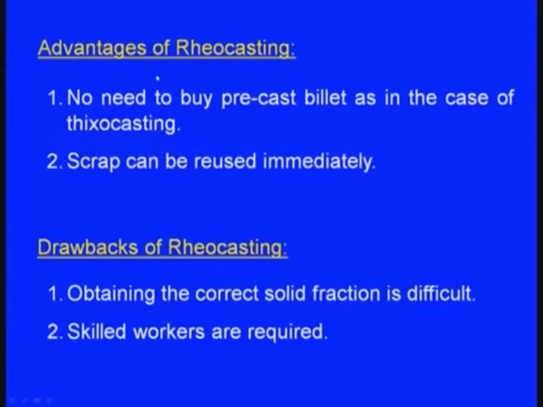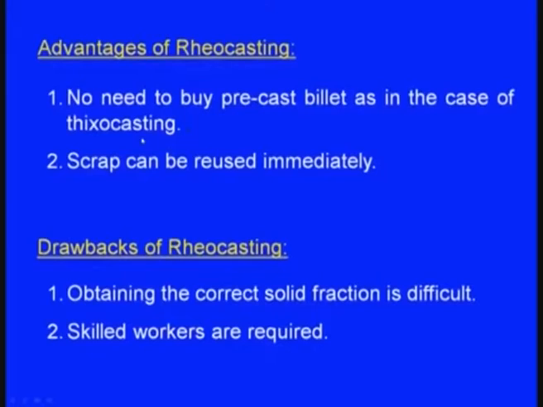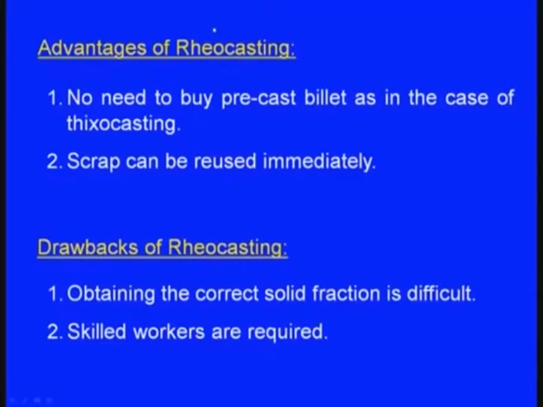Now, what are the advantages of the Rheocasting process? No need to buy the precast billets as in the case of the Thixocasting. Because we are buying the precast billets in the Thixocasting process, the process becomes expensive. So, such a thing won't arise here in the case of the Rheocasting. Scrap can be reused immediately. If there is any scrap, again it can be kept inside the furnace and we can get the required slurry.